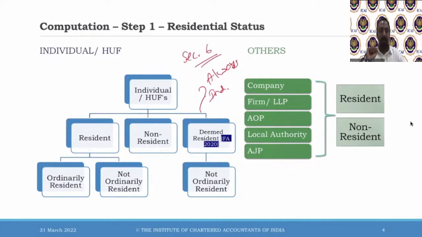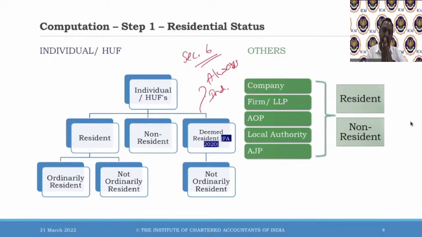For everyone else, what did we say? It has only 2, resident and non-resident, be it a company, a firm, LLP, an AOP, a local authority, or even an artificial juridical person. It shall only be resident or non-resident. There is nothing beyond this.